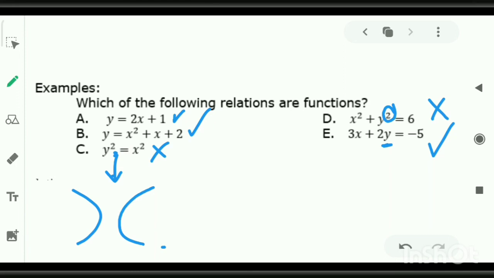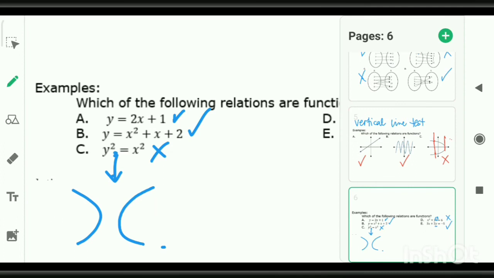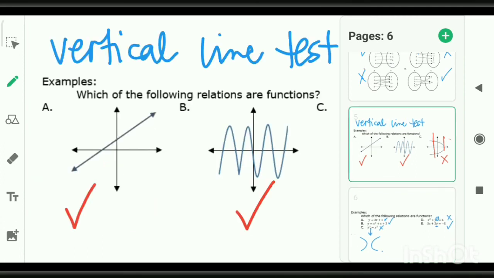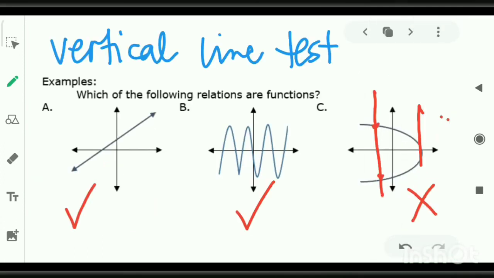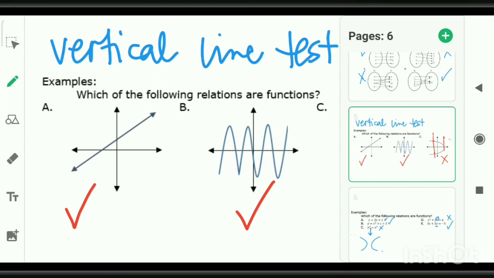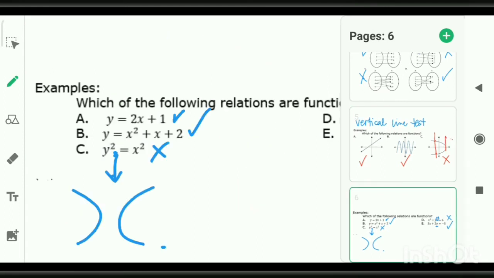For our graph, what you will do is the vertical line test. You draw the vertical line at any point in the graph, and if it touches the graph twice or more, then that's not a function. If it touches or intersects with the graph only once at all portions of the graph, then the graph represents a function. And of course, we have the equation.